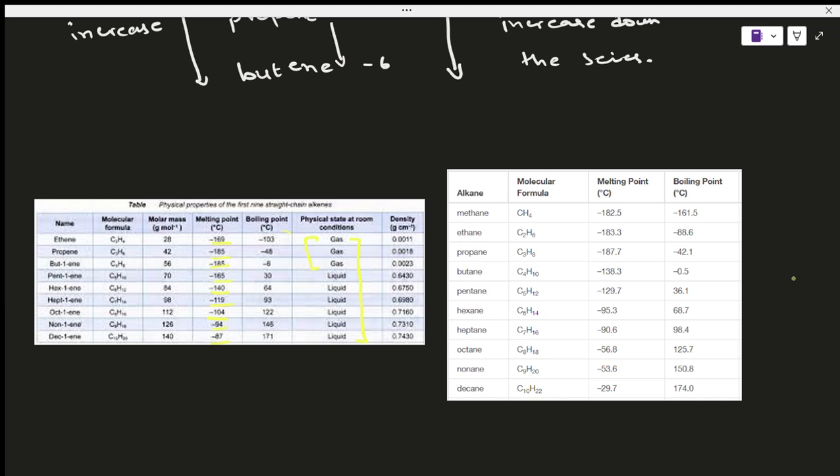And if we were to compare the same with alkanes here, you see, the main difference here is that here the melting point is minus 182, minus 183, minus 187, minus 138.